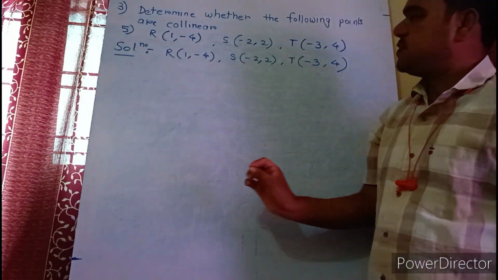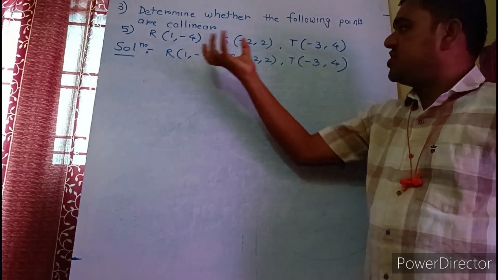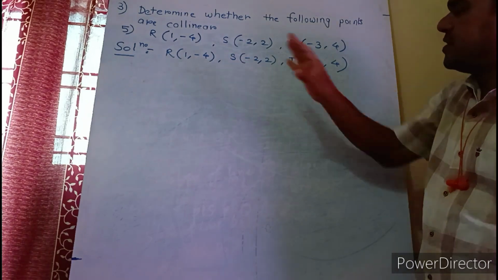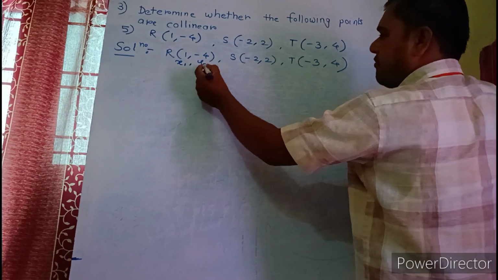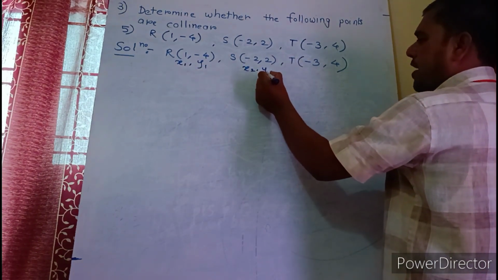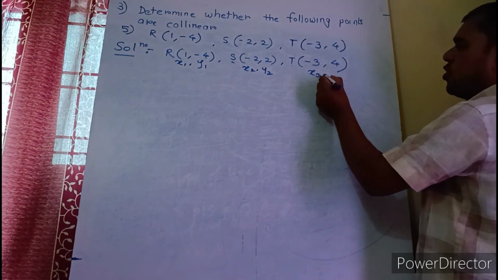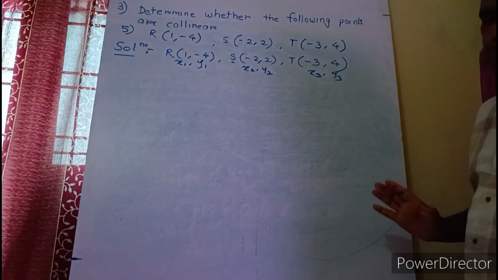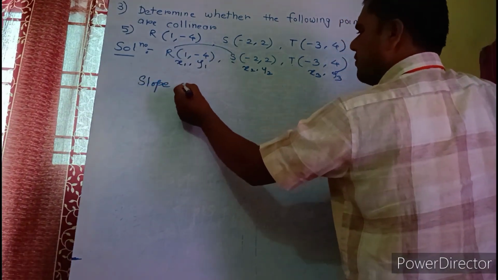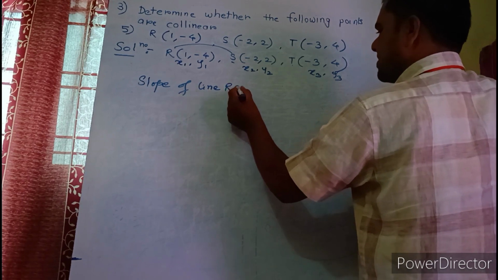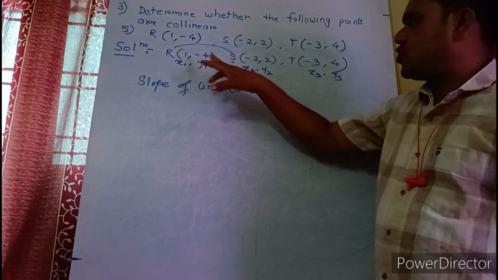Coming to sub question 5, that is points R, S and T are given with their coordinates. We have written down these 3 points as it is on the board. Now let us consider that R having coordinate x1, y1, point S has x2, y2, and the point T having coordinate x3, y3. Now at first we have to find out the slope of line RS. Therefore, slope of line RS can be calculated as y2 minus y1 divided by x2 minus x1.